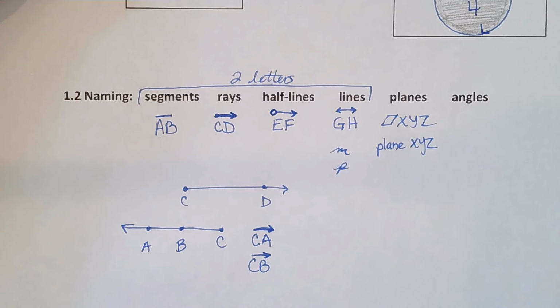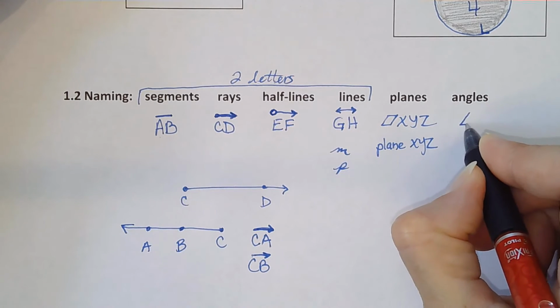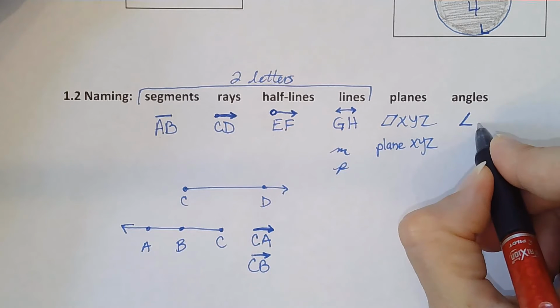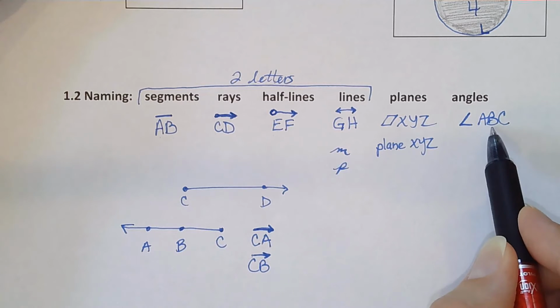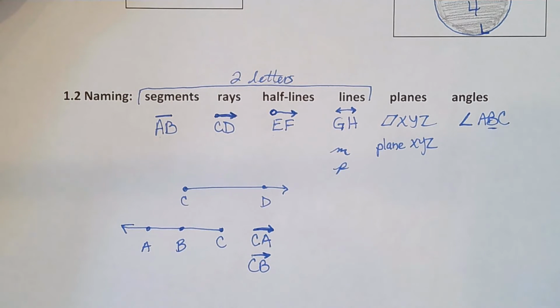So angles, just as a reminder, you can either use one letter or three letters. So generally speaking, when in doubt, use three. When in doubt, use three. Three will always be correct. Okay? It will always be correct to use three letters to name an angle, as long as your vertex is that middle letter. Your vertex, the point of your angle, right?